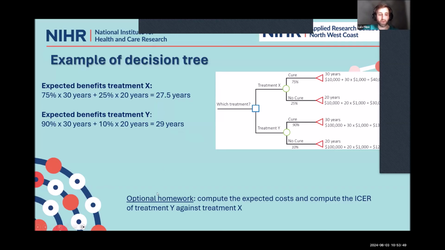Now I have here for you an optional homework: you can do the same for the costs, and you can compute the ICER. So Valerio already explained to you in previous sessions how you compute an ICER. It's the difference between these two divided by the difference between costs, or the opposite, the difference between costs divided by the difference between these two.